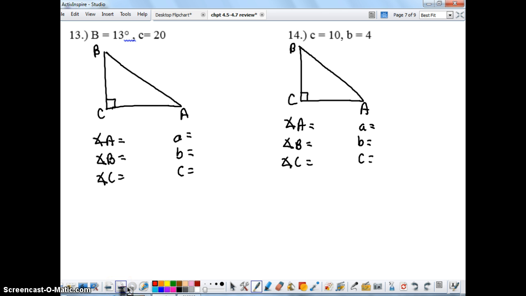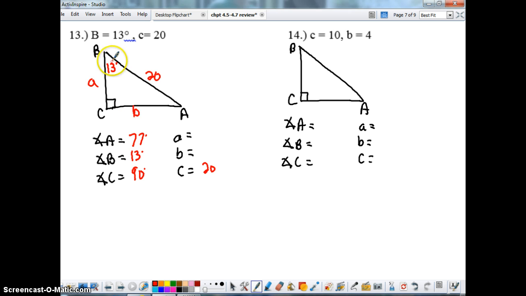13, they give you angle B is 13 degrees, all right, and little c is 20. So I'm going to fill those in. So we got our 20, of course we have our 90, we have angle B is 13. So subtract 13 from your 90, you end up with 77 degrees for angle A. And then you solve for little a and little b.